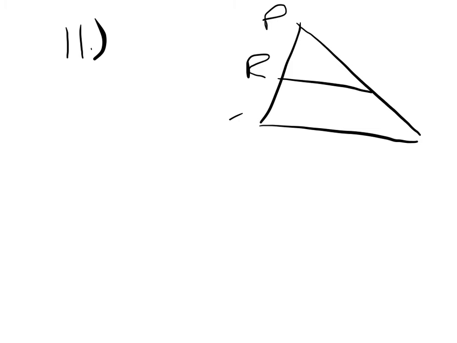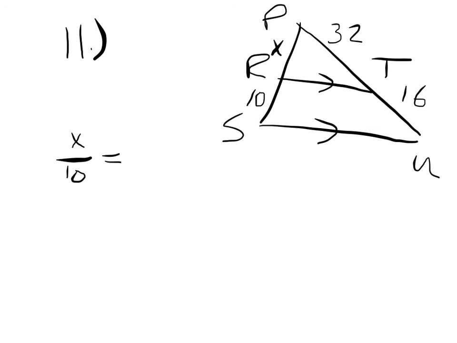Okay, for number 11, we've got the same diagram set up. We've got a triangle. We've got P and R and S and T and U. And we've got parallel, so we've got side splitter. And then we know PT was, sorry, PT was 32. And PU was 48. So if the whole thing is 48, then that's going to make TU 16. RS is 10. And I'm asked to find PR. And so this is pretty much the same as the last problem. I've got X to 10 equals, now at this point 32 to 16 is 2 to 1. Solve for X, X is 20.